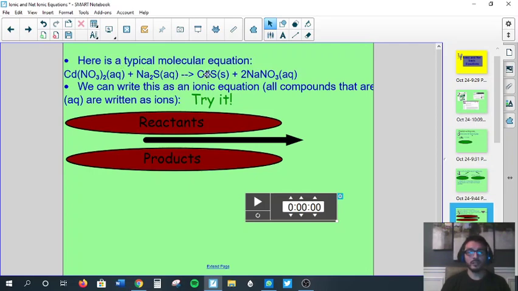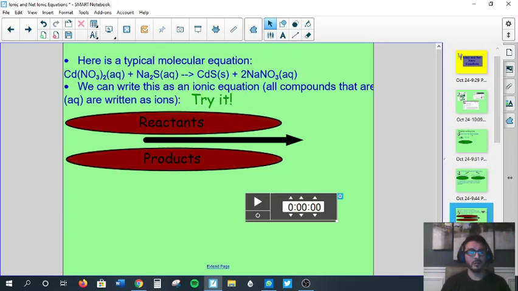Often what you'll see, and how I'm going to be able to test you, is that I will not give you the products, right? You'll need to figure out what those products are. Then also figure out if there is a precipitate formed, in other words, if one is a solid, and if they're both aqueous, if they're both soluble in water, in which case there will be no products. Okay, so we can write this as an ionic equation.